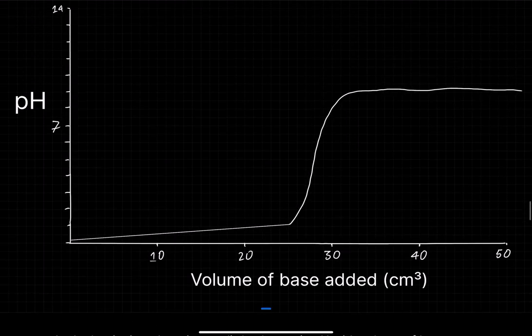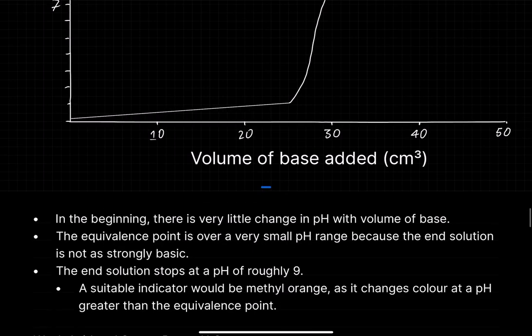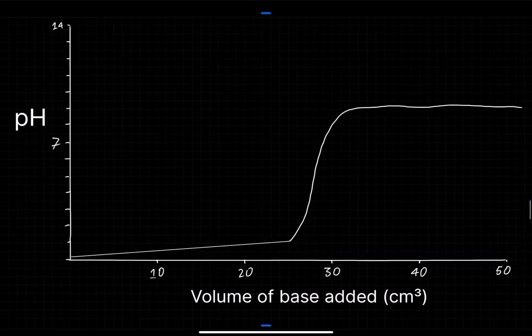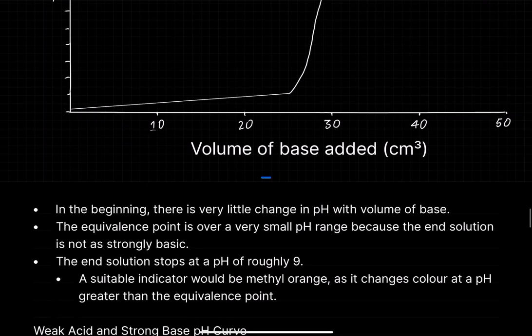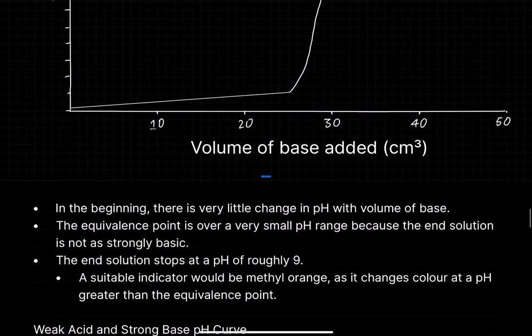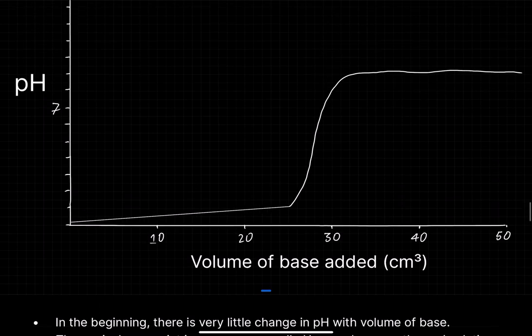So we're starting off very low here. The pH doesn't change too much until roughly 25, roughly around 25 centimetres cubed, until the reaction goes to completion. But the reason why in the beginning there's very little change in pH, and this is pretty much the same for all these types of pH curves, is because in this case the acid is acting as a buffer.